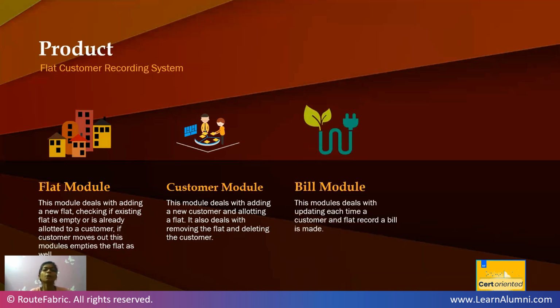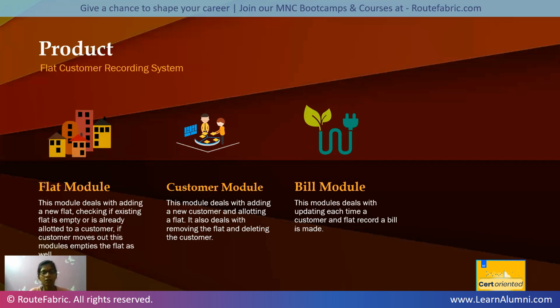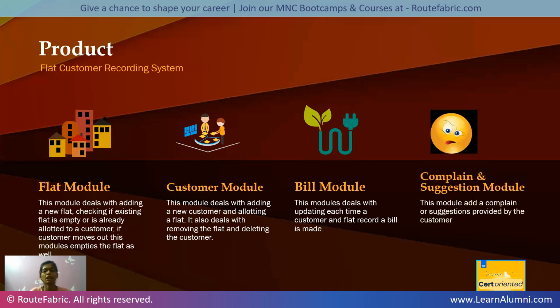The third one is the bill module. When both the flat and the customer come up, the customer needs to pay the bill for the flat. That is what we will be doing. And then we have the complaint and suggestion module. Once these three things are there, the admin, the main person who uses this, can have complaints on the flat, can have suggestions on the flat, or maybe something new. So we can easily add it to the customers.